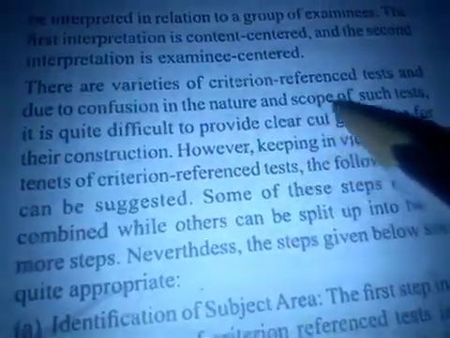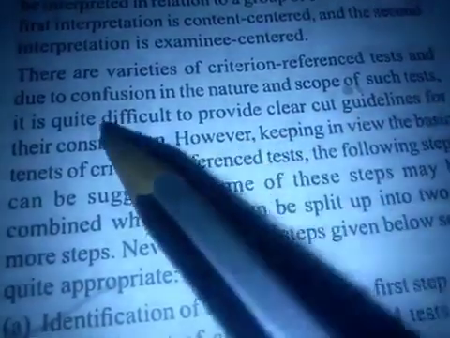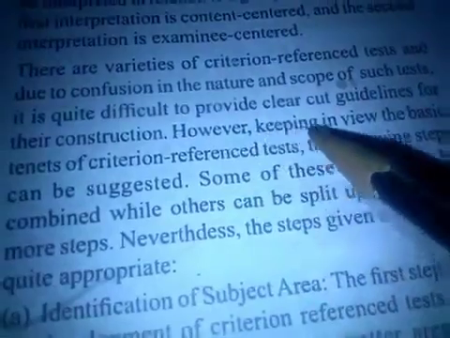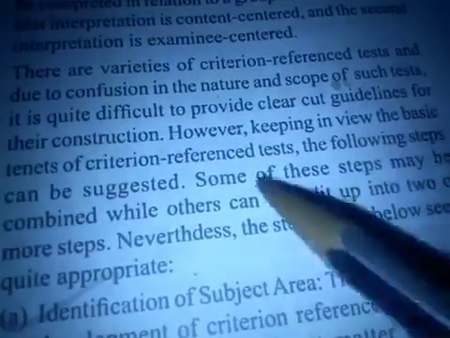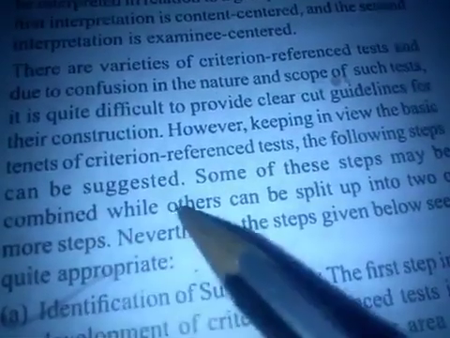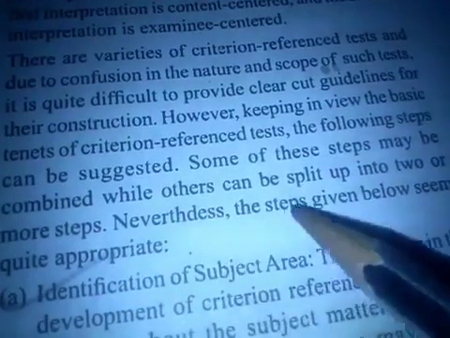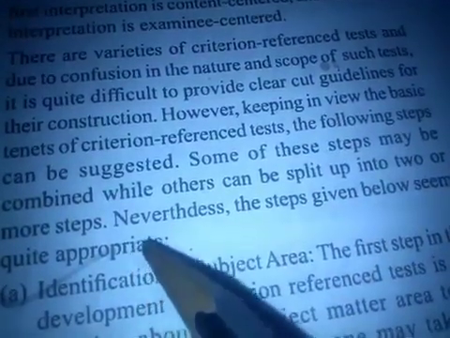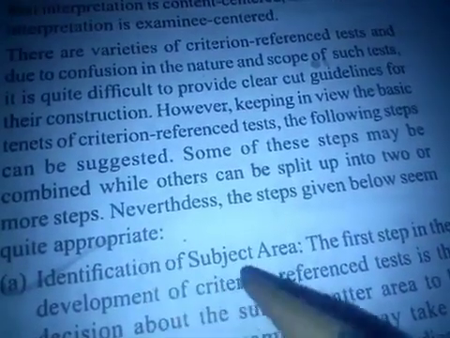There are varieties of criterion-referenced tests, and due to confusion in the nature and scope of such tests, it is quite difficult to provide clear-cut guidelines for their construction. However, keeping in view the basic tenets of criterion-referenced tests, the following steps can be suggested. Some of these steps may be combined while others can be split up into two or more steps. Nevertheless, the steps given below seem quite appropriate.